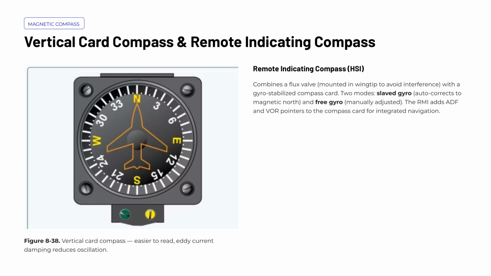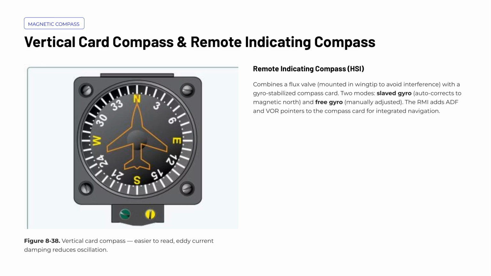The remote indicating compass, commonly integrated into the horizontal situation indicator or HSI, takes compass technology a step further. It combines a flux valve, which is typically mounted in the wingtip to isolate it from the aircraft's own magnetic interference, with a gyroscope-stabilized compass card. This gives you the accuracy of magnetic sensing combined with the stability of gyroscopic rigidity.